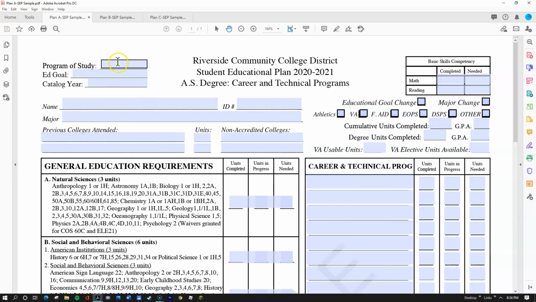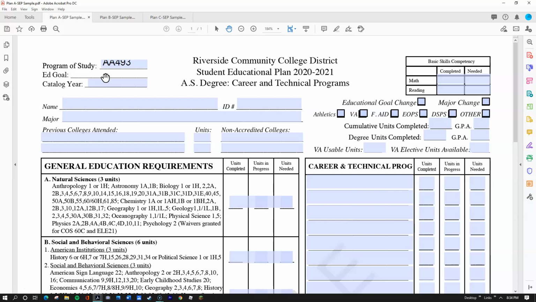Okay, your program of study will have a code much like maybe AA493. And what that is, that just tells us the type of degree that you're going for. This one, for example, is a math and science degree. The educational goal can be A, B, or C. Actually, A, B, C, and E.